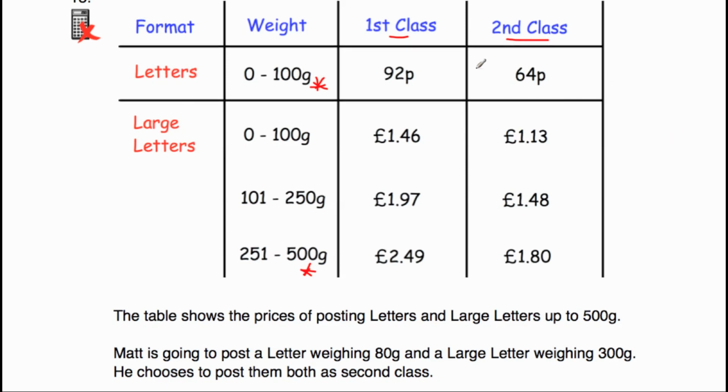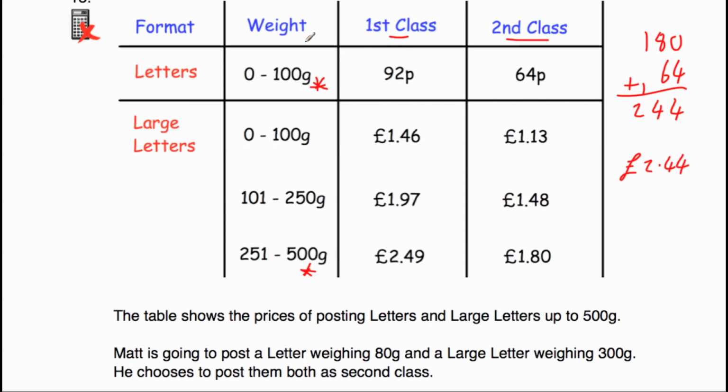So we're going to do his letter, which is 80 grams, so that's going to be 64p. So we've got 64p. And then his large letter, which weighs 300 grams, will cost him £1.80, so 180. And we're going to add them together to see how much that would cost him. So 0 plus 4 is equal to 4. 8 plus 6 is equal to 14, so put our 4 down, carry our 1, and 1 plus 1 is equal to 2. So to post those items, it would have cost him £2.44.